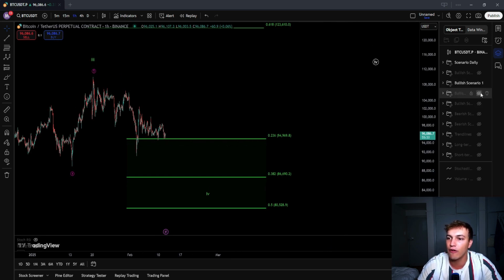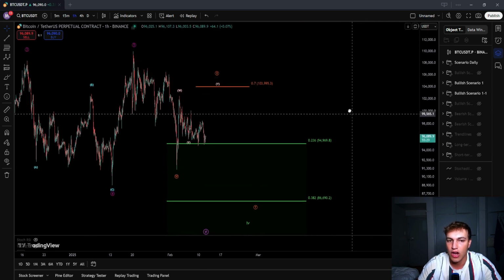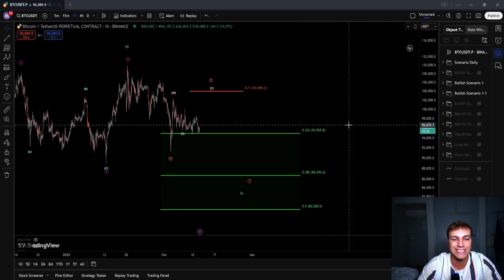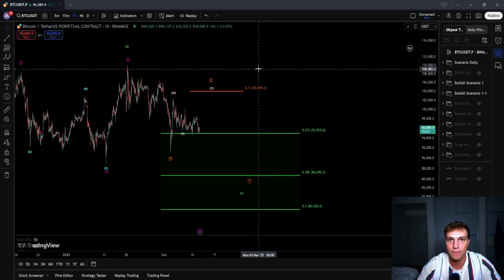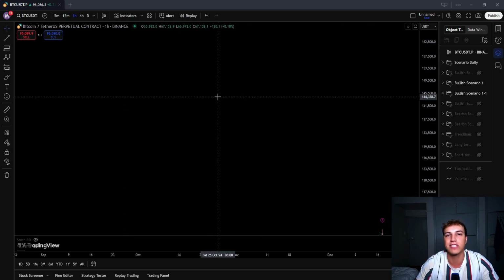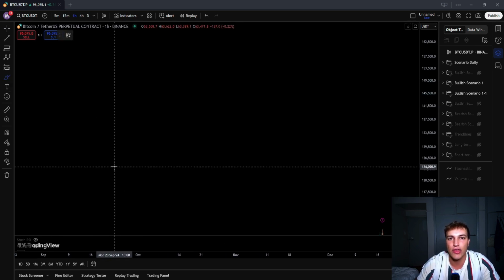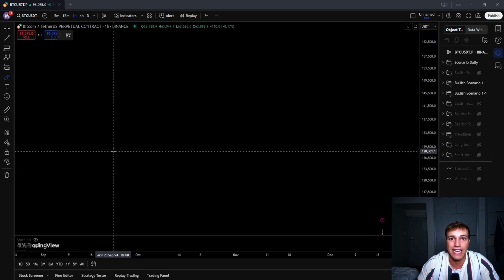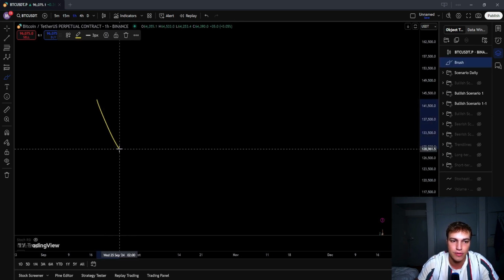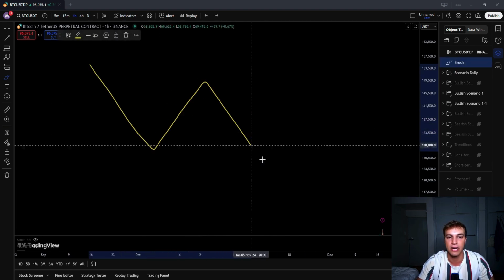But if we look at our first scenario at the moment, our main scenario, we are looking at a WXY. So if I'm going to do some education today, we're going to look at how a WXY is formed and what forms inside those sub-degree waves. A WXY is a 3-wave structure, often a correction, a W, X, and a Y. Very standard. I can make it a bit bigger.